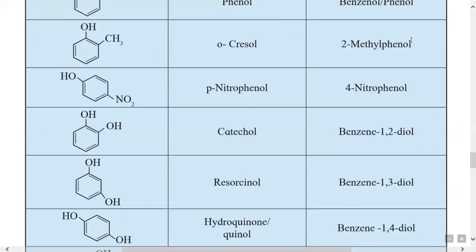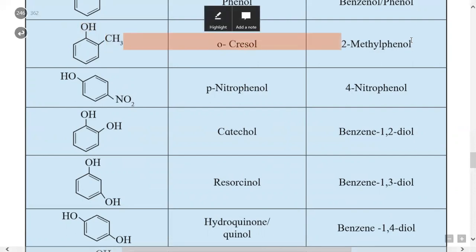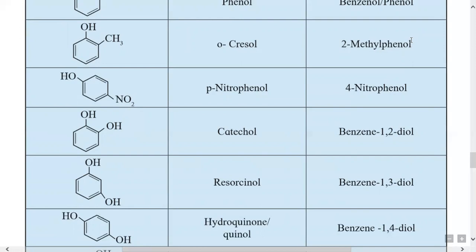The second example is a benzene ring bonded with OH and CH3. It is commonly called orthocresol. The common name of this phenol is orthocresol, and for the IUPAC name, we know the benzene ring containing the OH group is a phenol, and this is the second position. So a methyl group is present at the second position, therefore it is called 2-methylphenol. That is the IUPAC name.